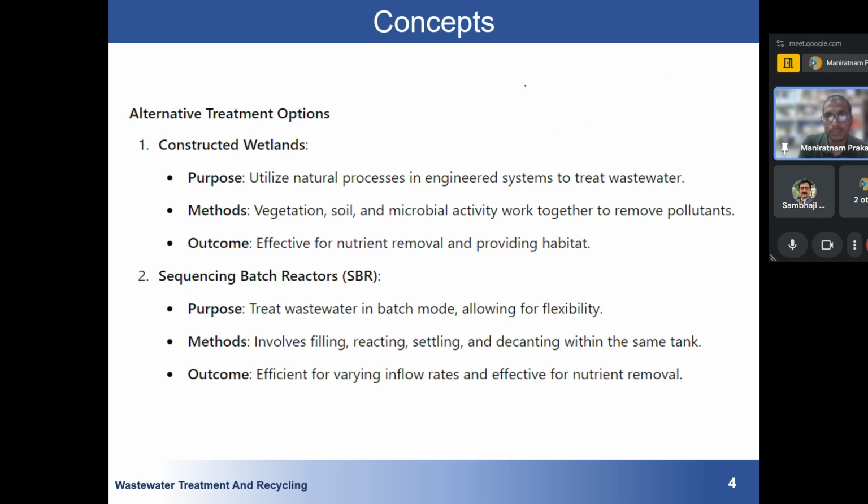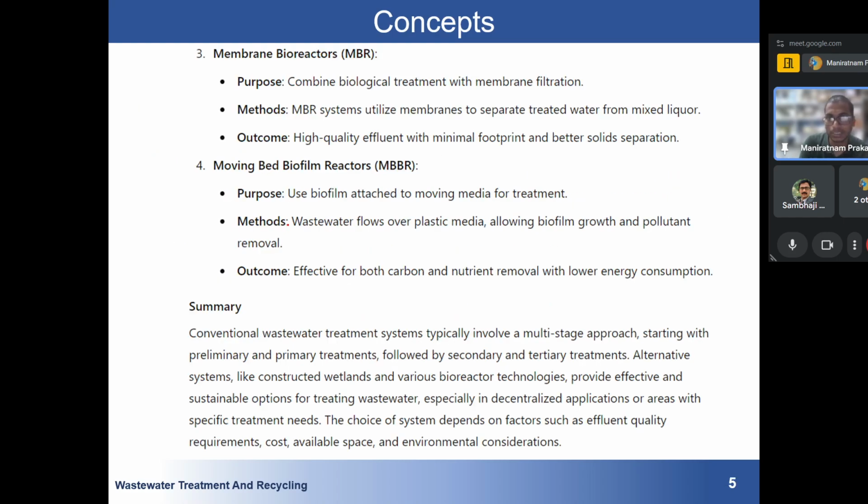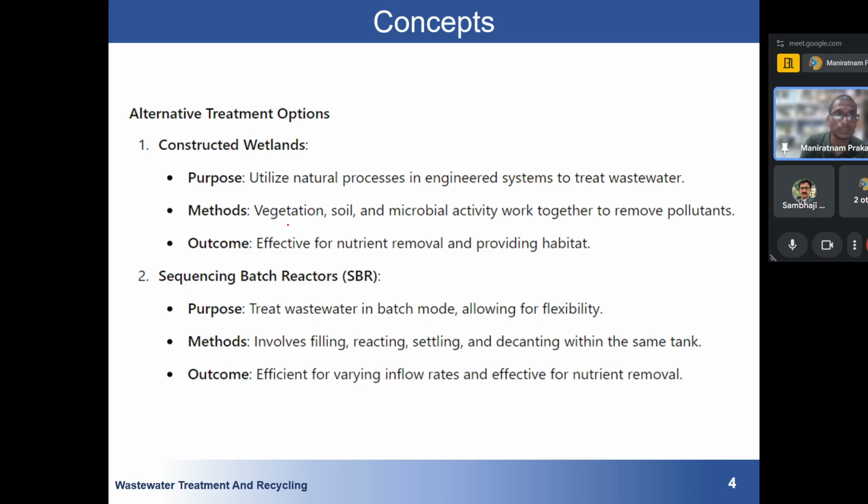Before going in to discuss the question and answer, I will be just discussing different alternative methods which are used for treatment. The first option is constructed wetlands. If we look into its purpose, it utilizes natural processes in an engineered system to treat water. So there is something called an engineered system and a natural system. An engineered system is man made.